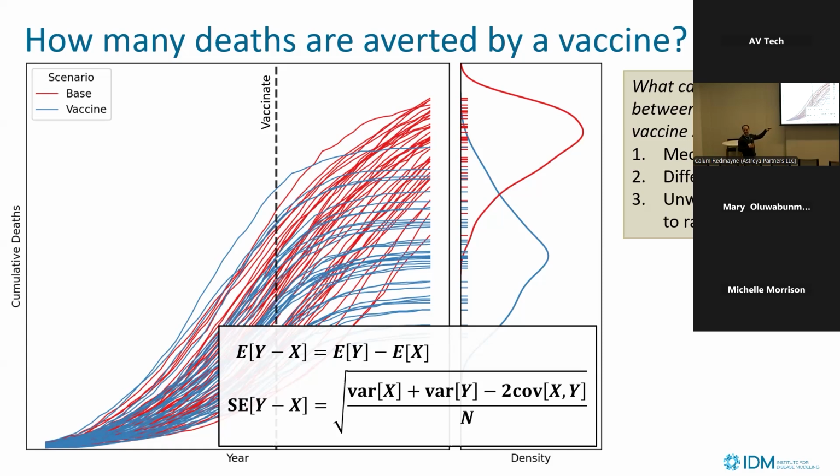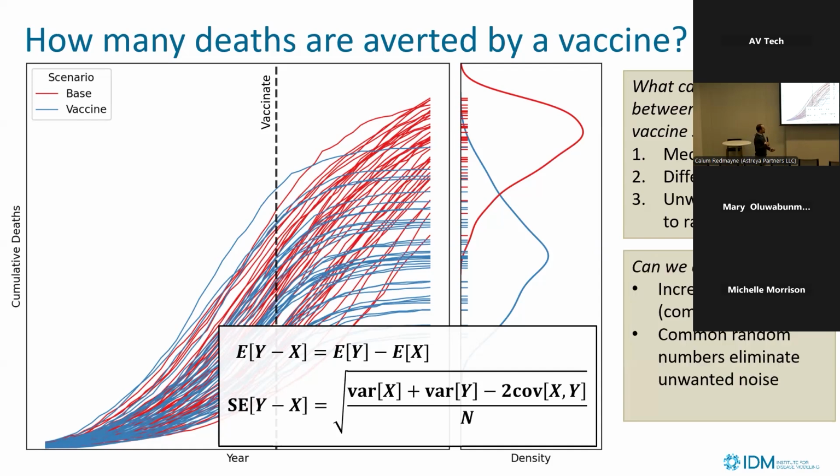Of course, there's the mechanistic effect of the vaccine. That's the main reason that there's fewer deaths. But there's other things going on here. For example, you can see that these are different populations. And in fact, the simulations are different even before the vaccine is introduced, right? And I'll argue there's a lot of additional unwanted noise even after we introduce the vaccine that's kind of clouding our vision here. So can we do better?